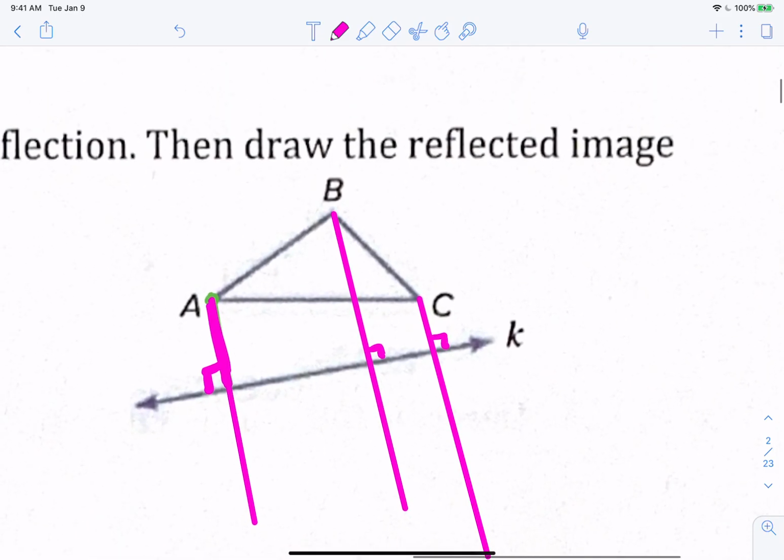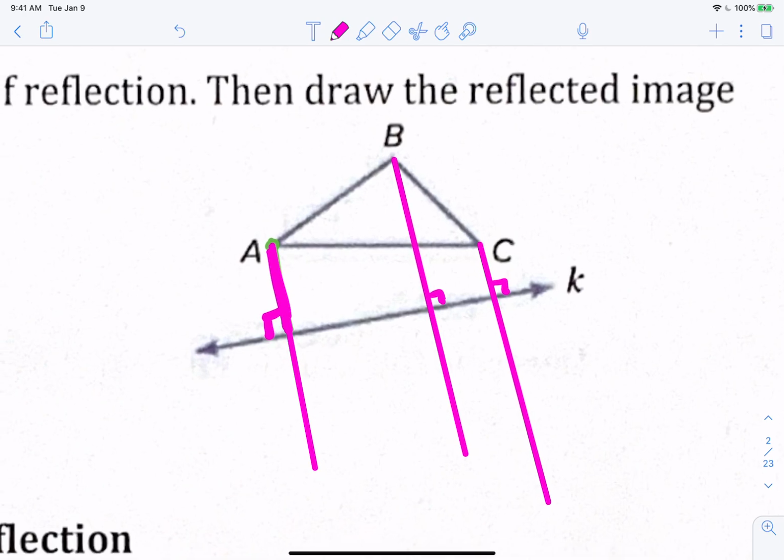So A, I'm marking him on my note card here. Mark, and mark. There's where A is going to be at now. B, mark it.